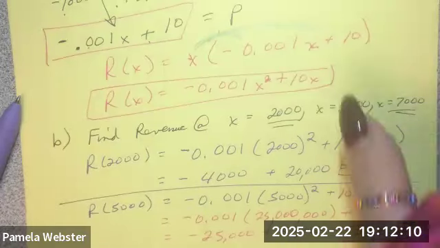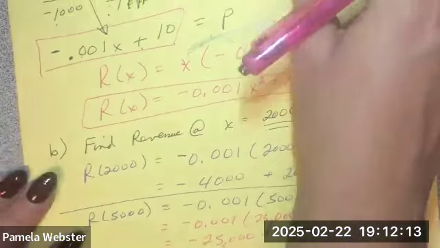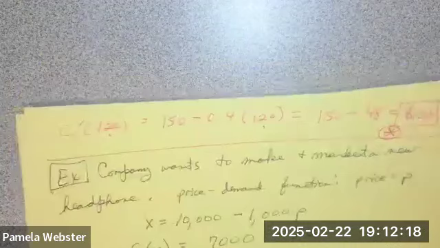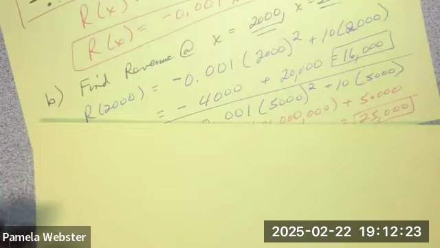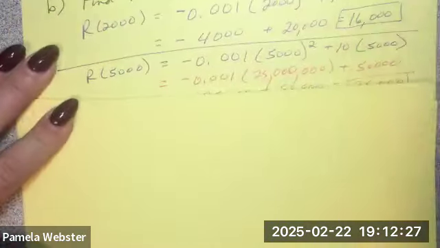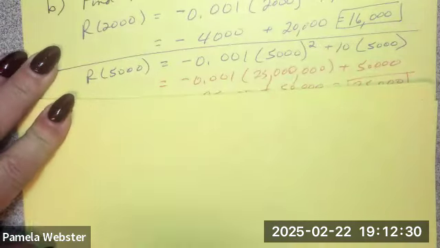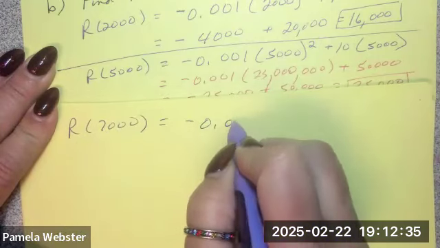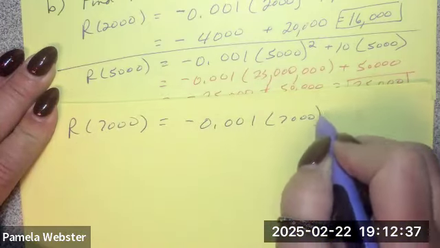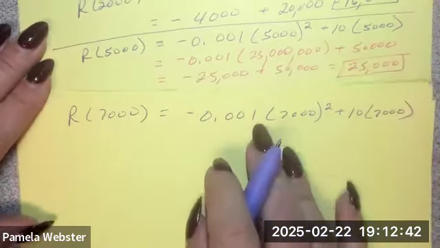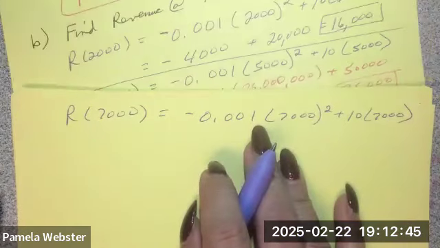And then the last one was put in a 7,000. So work it a third time with yet another number. Oops, come back here. The revenue whenever I sell 7,000 items. Again, feel free to fast forward, if you don't want to watch me working the problem. So I plugged in the 7,000.